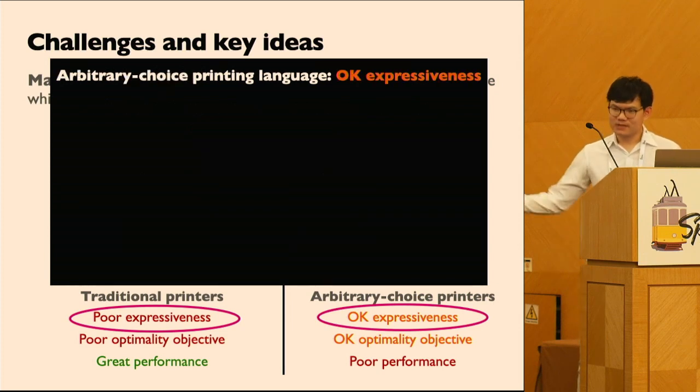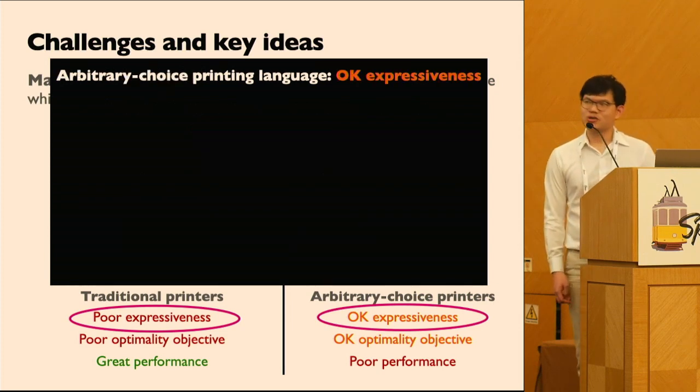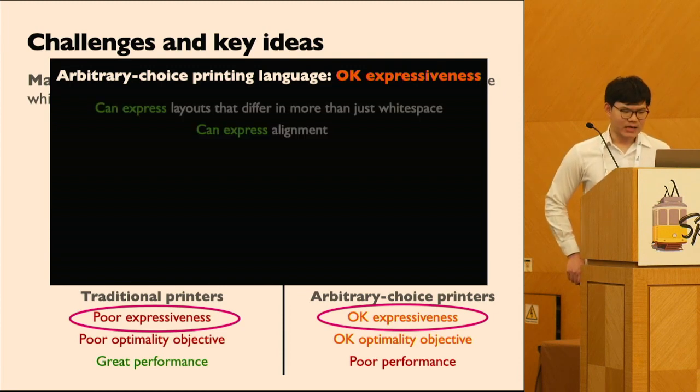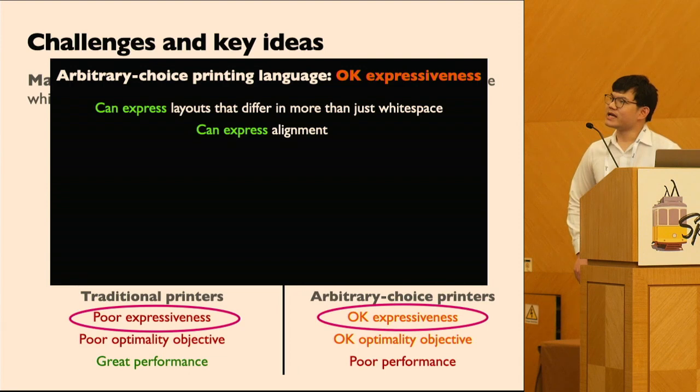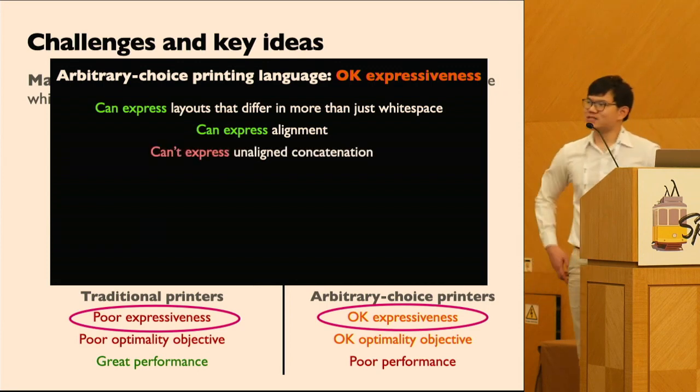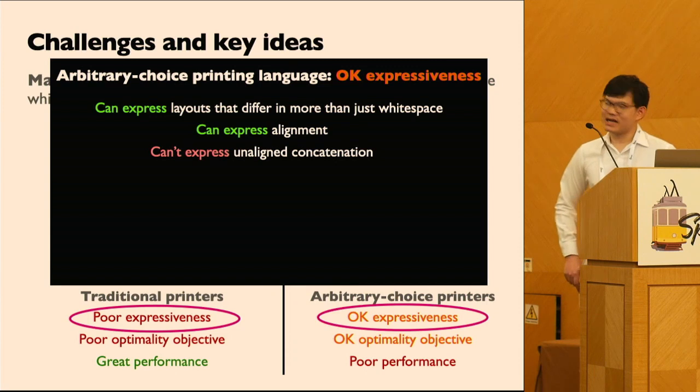So that's traditional printing language. Let's now talk about the arbitrary choice printing language. It has an okay expressiveness, and that is because it can express layouts that differ in more than just white space. It can do that fine. It can also express alignment fine. But it has one downside, which is that it cannot express unaligned concatenation.